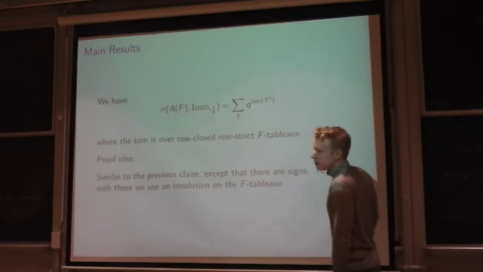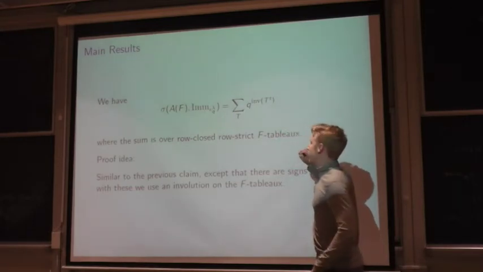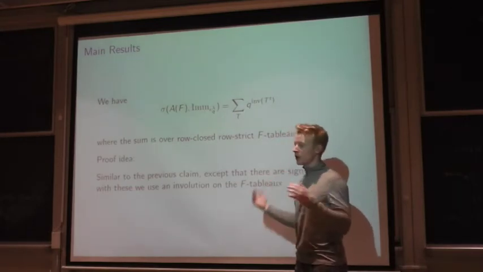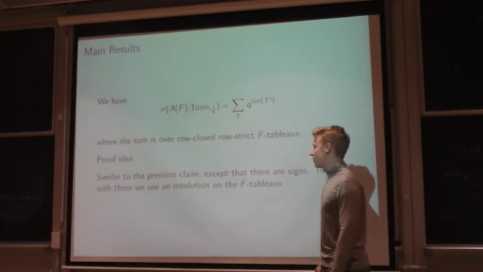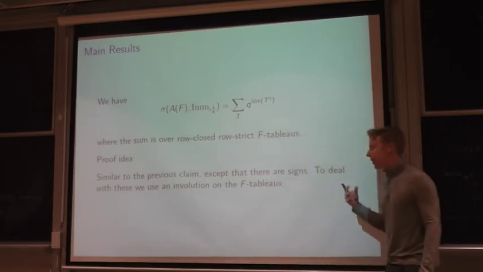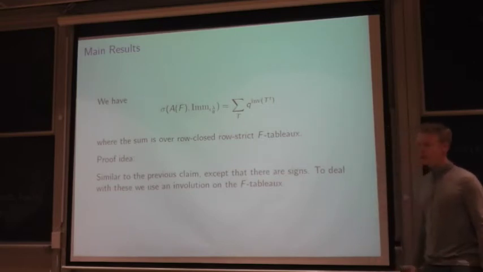What is that T to the t? By little t, I just mean transpose. So here, instead of flattening the tableau, we transpose them. And the proof is kind of like the other one, except we have all these signs, and so we do some combinatorics there to get everything to cancel.